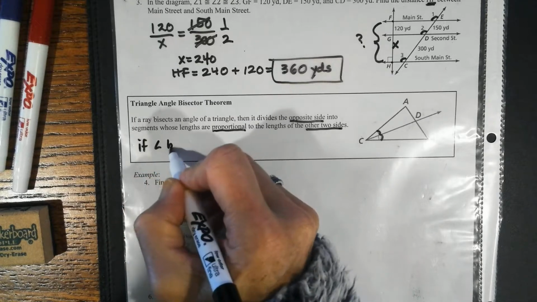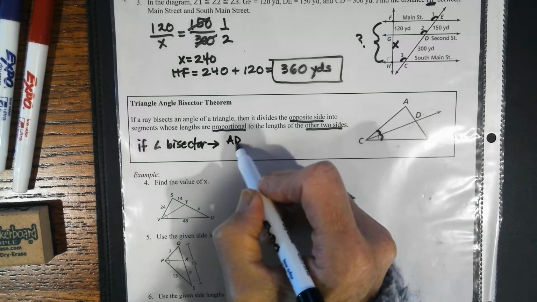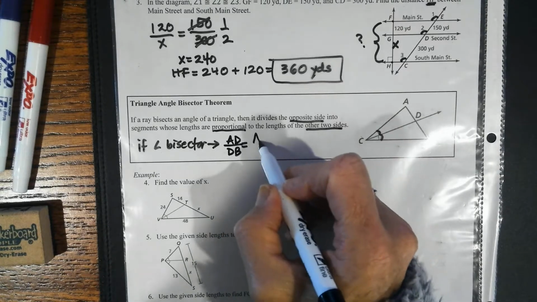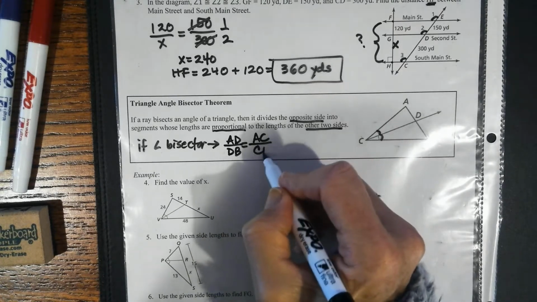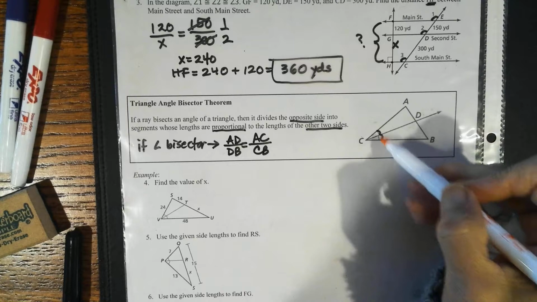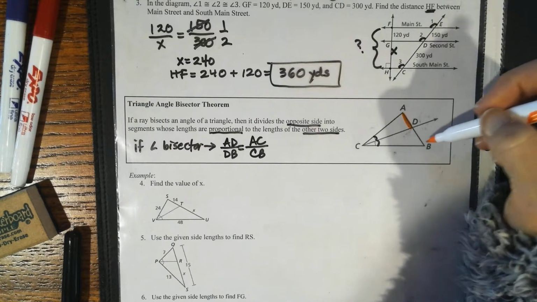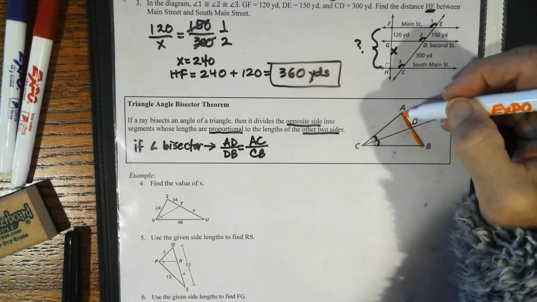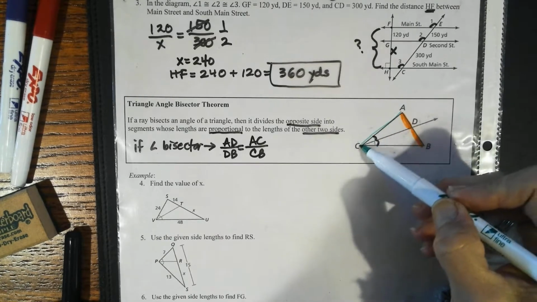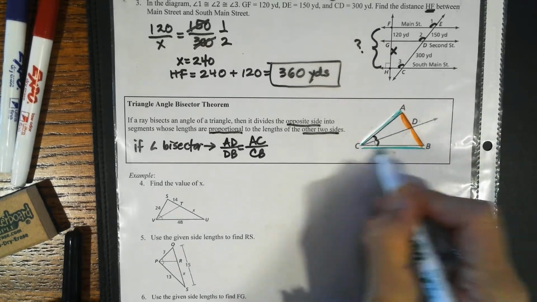So if you have an angle bisector, here's what you can write. You can write that AD over DB is equal to AC over CB. So let's trace that again. If this bisects it, which I know because of that, then I can write AD over DB equals AC over CB.